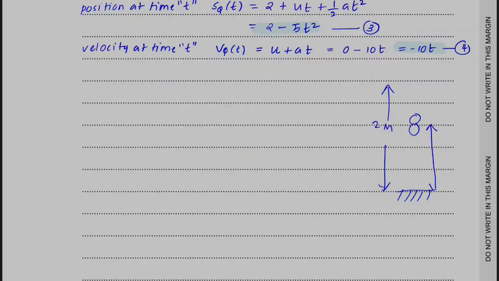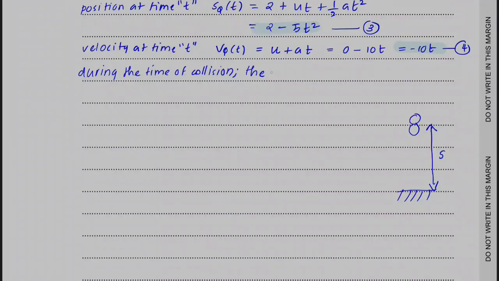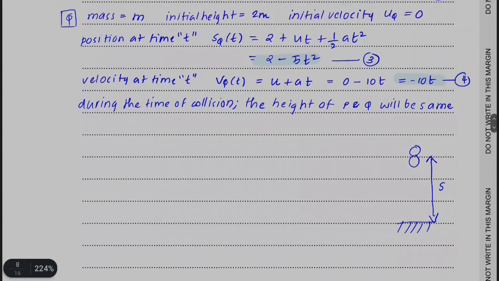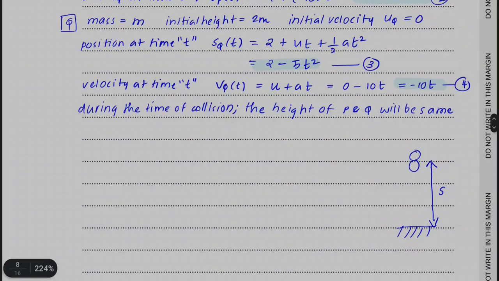So both of them are meeting at a distance s from the ground. During the time of collision, this distance will remain the same. So we can write it down here. During the time of collision, the height of P and Q will be the same. We have already found the expressions for these heights, so we can equate them.